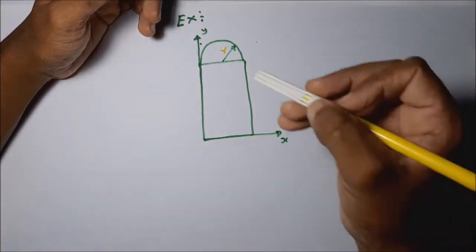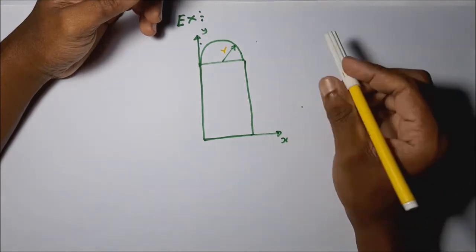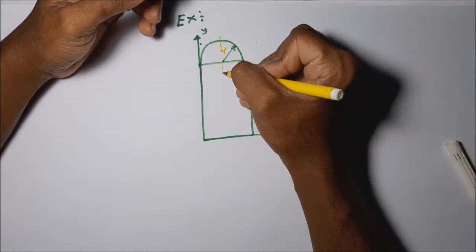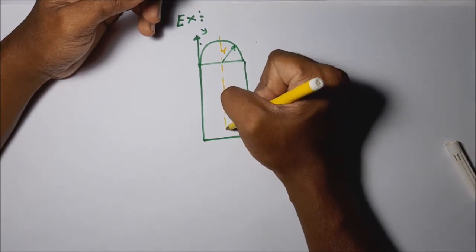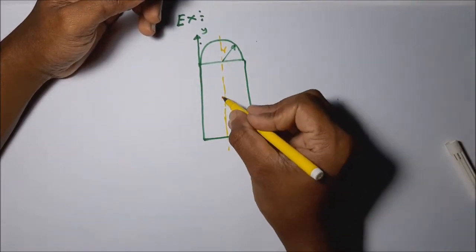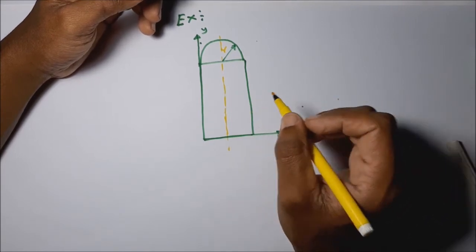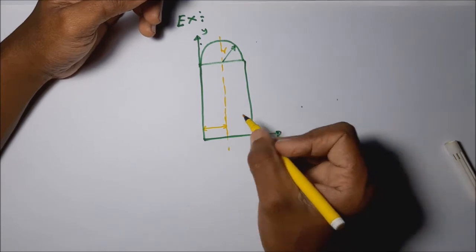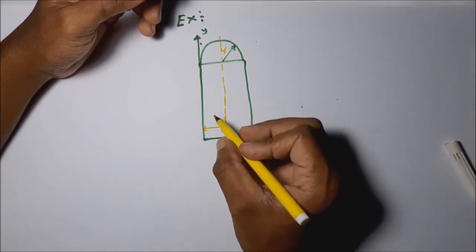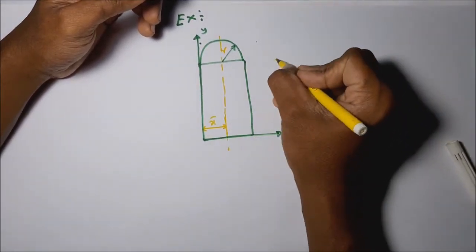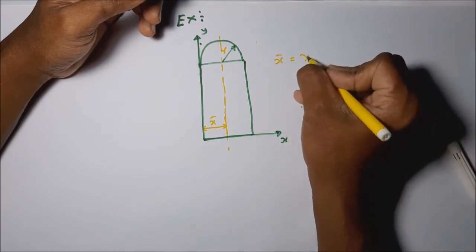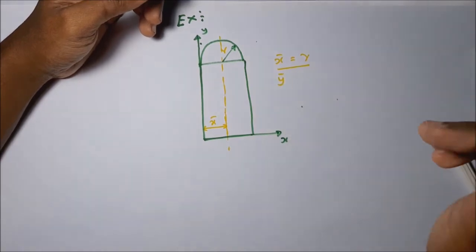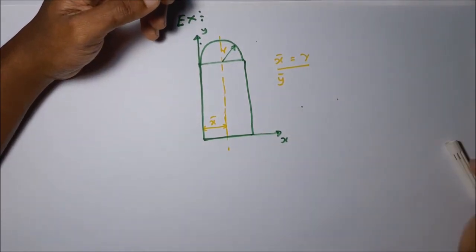We can directly say, because it has one symmetric axis, that by looking at this figure the centroid point lies on this symmetric axis. We can directly say this value, the x bar, is equal to r. So then, how to calculate the y bar? That is the problem.